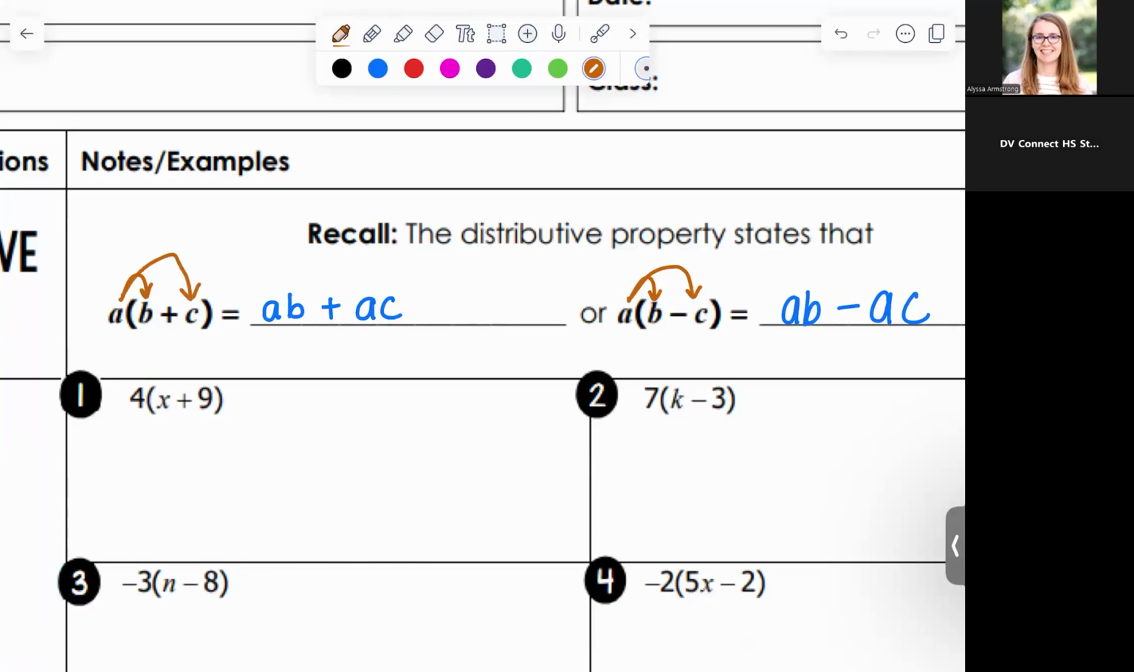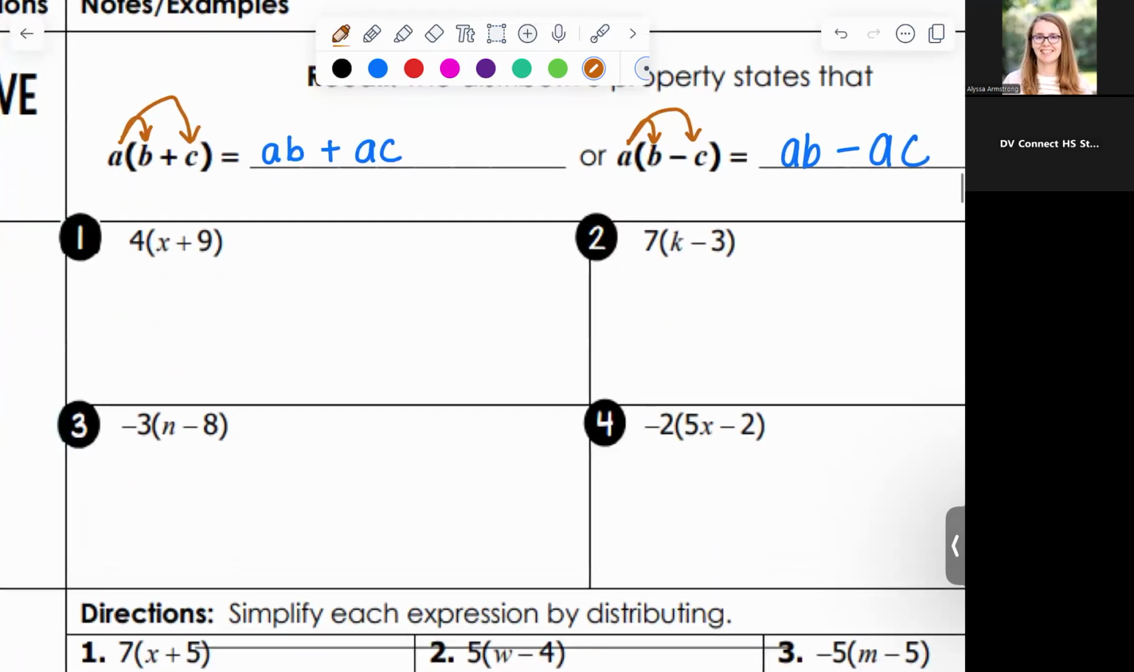Okay, so we're going to do a couple sample problems together, and then I want you guys to pause this video, work on a couple on your own, and then check back on the video to see if you got some of these ones right. So for problem 1, for example, we're going to have 4 times x and 4 times 9. So that's going to be 4x plus, and then 4 times 9 is 36, and that is all we need to do.